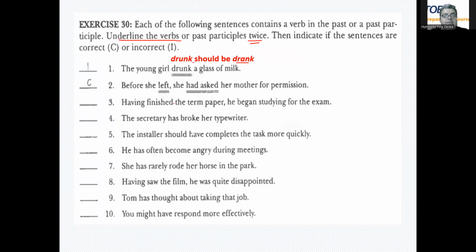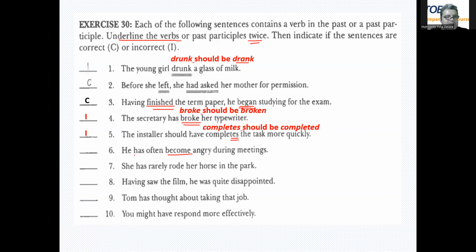Okay, now that you're back, let's see number 3. We got finish. Began. I haven't finished the term paper. He began studying for the exam. That's correct. Secretary broke her typewriter. But you've got auxiliary has, so it should be past participle. Has broken. The installer should have completed the task more quickly. Here we have a problem because this is in the present tense, and after auxiliary have, it should be completed.